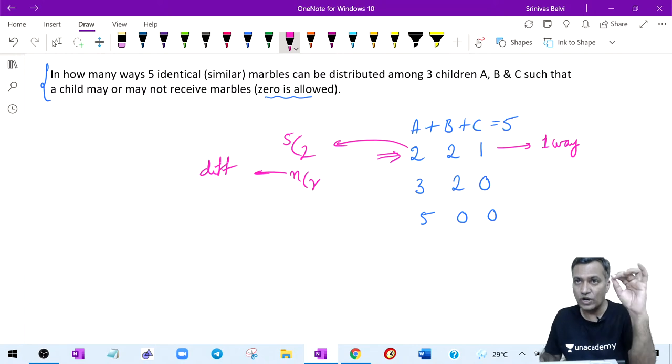NCR is used only when the given N things are different. Otherwise, you don't use this NCR. So what am I talking about?